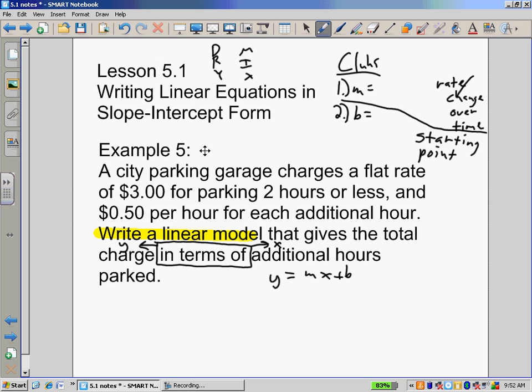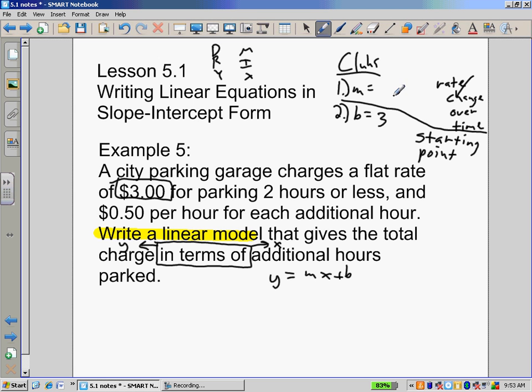Now, city parking garage charges a flat rate of $3. Flat rate of $3. And that looks important. This $3 looks very important. Does it look like a rate change over time, or does it look like a starting point? I'm definitely going with the starting point because it starts the flat rate. If you go in the parking garage, you're paying $3. That's the starting point. So B is going to be 3 because it's my starting point.